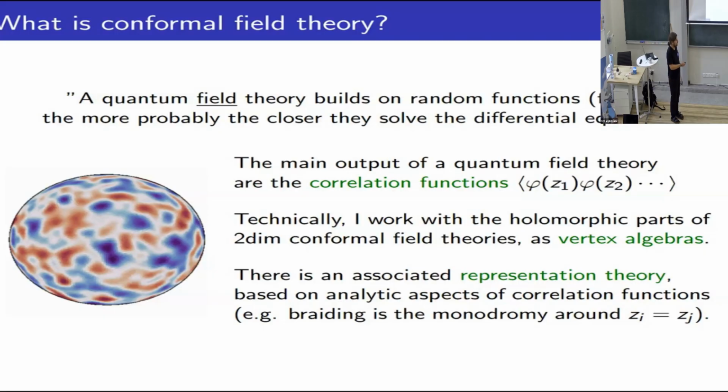And the main output of the theory, which maybe we can all agree on, is correlation functions. A correlation function says what is the expectation value of this random field phi at a point z1 times this random field phi at a point z2, for example. If z1 and z2 are close together, then this is not the same as the product of the expectation values. If they are far away, it's maybe the product of the expectation values.